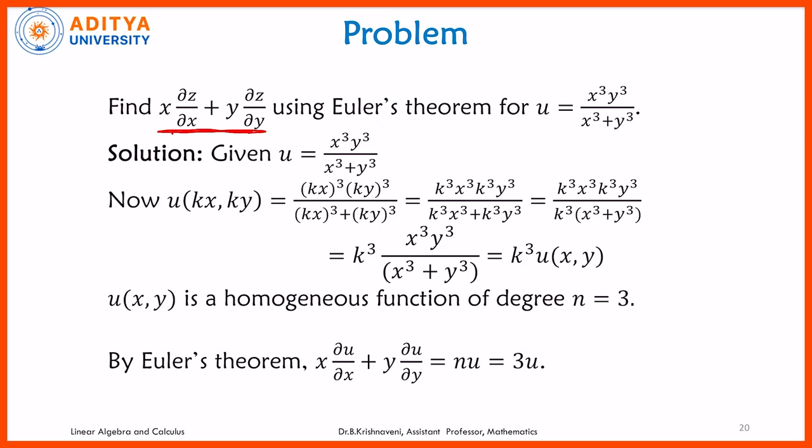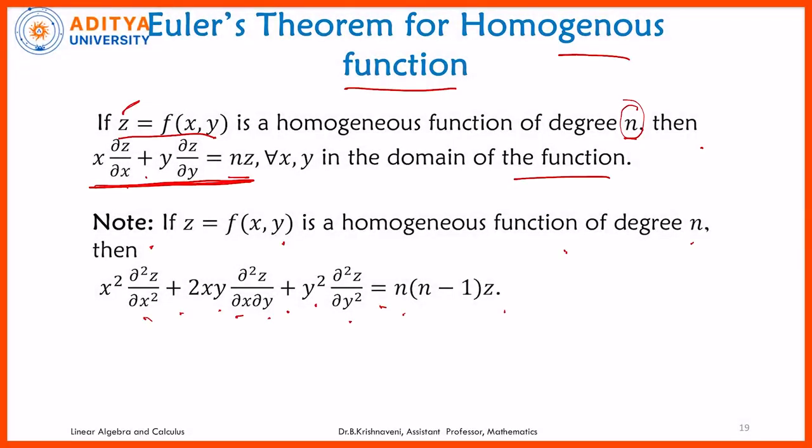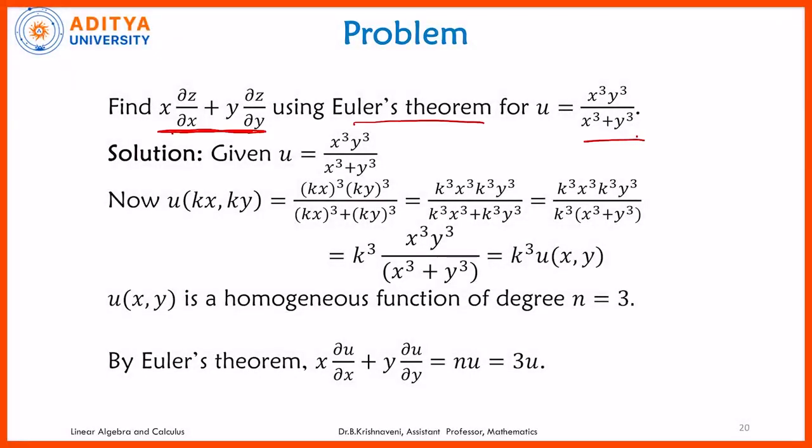So now let us apply Euler's theorem for this. Find x ∂u/∂x + y ∂u/∂y using Euler's theorem for u = x³y³/(x³ + y³). In order to apply Euler's theorem, we first need to verify whether the given function is homogeneous or not. Only then can you apply Euler's theorem. So for that, take the given function u = x³y³/(x³ + y³) and find u(kx, ky), which is equal to (kx)³(ky)³ divided by (kx)³ + (ky)³.